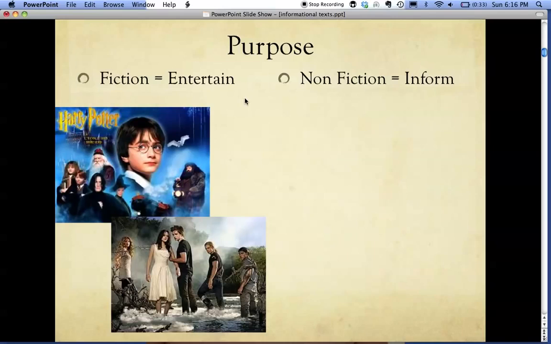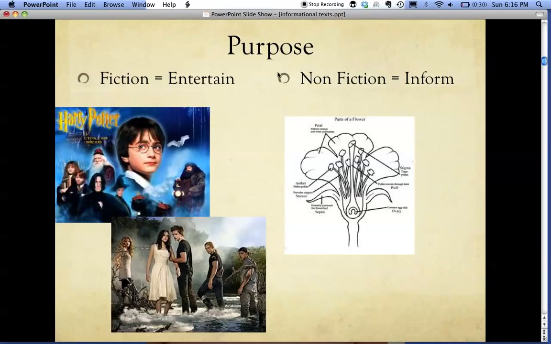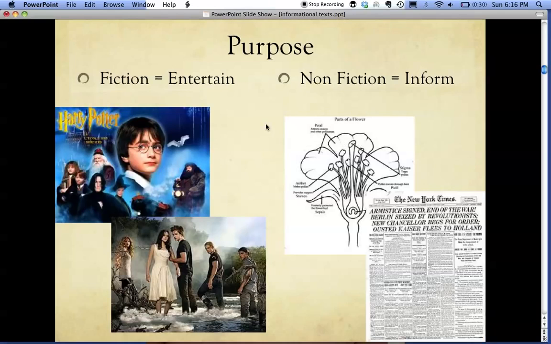In informational texts, nonfiction texts, the purpose is to give us information. So, an example would be like your science textbook. It informs you about the different parts of a flower, or a newspaper that gives you information about what's happening in the world around you. So there's two very clear different purposes between fiction and nonfiction. And in this unit, we are going to be both entertained and informed because we're going to talk about both types of texts.